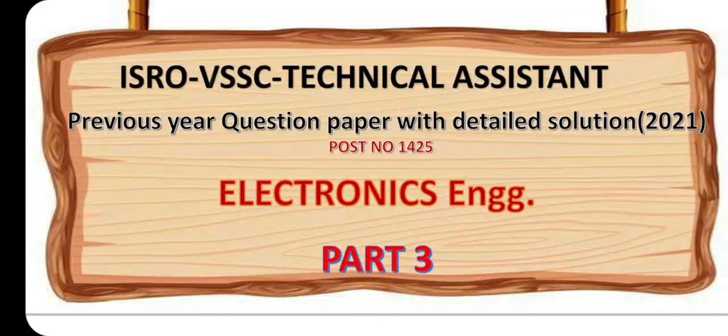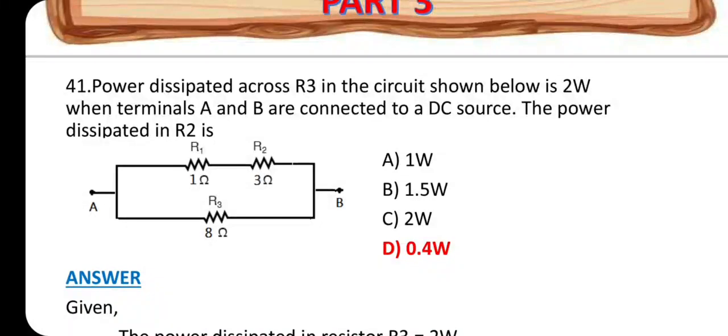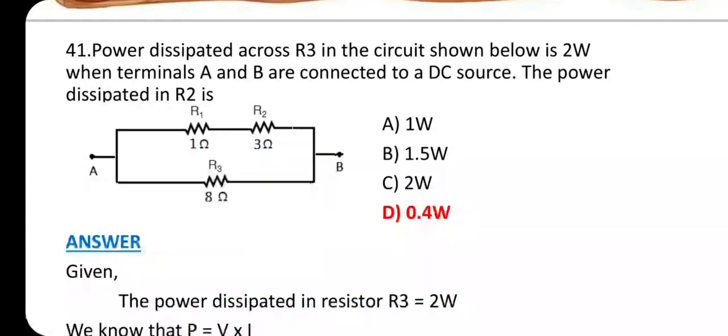This is the third part of the ISRO-VSSC Technical Assistant Electronics Engineering previous year question paper with detailed solution. The exam was held in 2021. The post number is 1425. Up to question number 40 we discussed in the previous two videos.